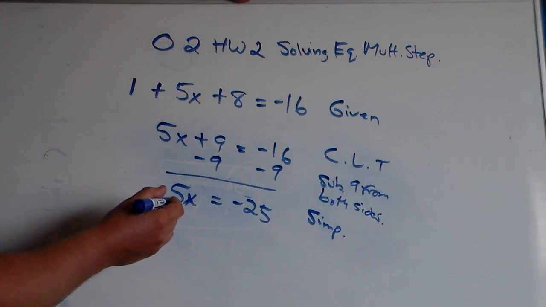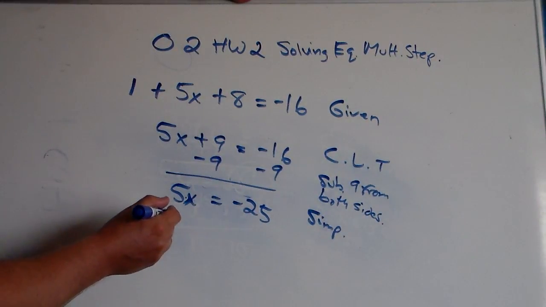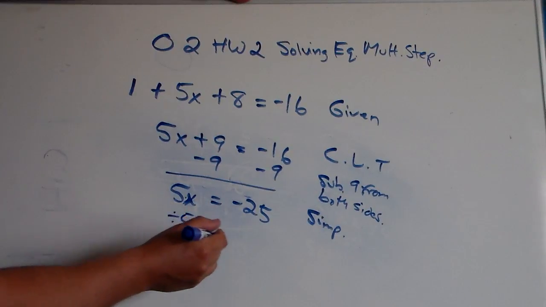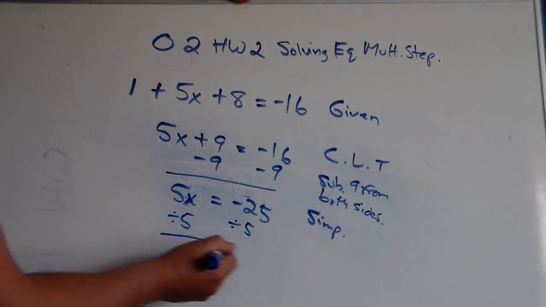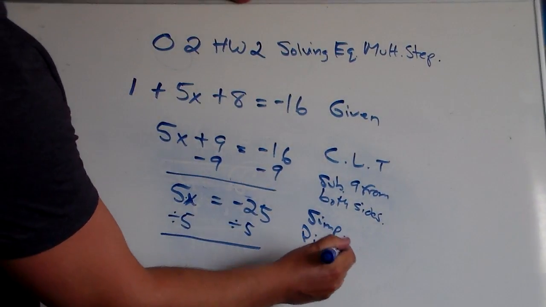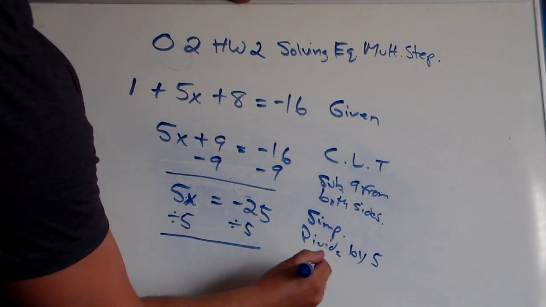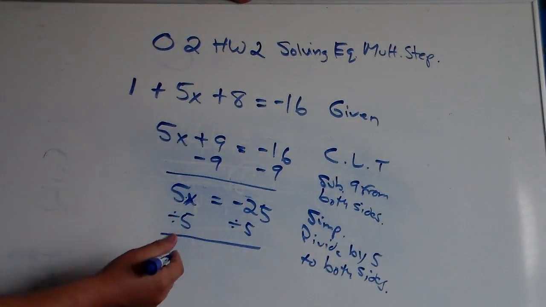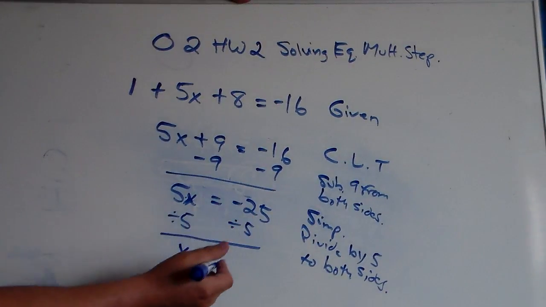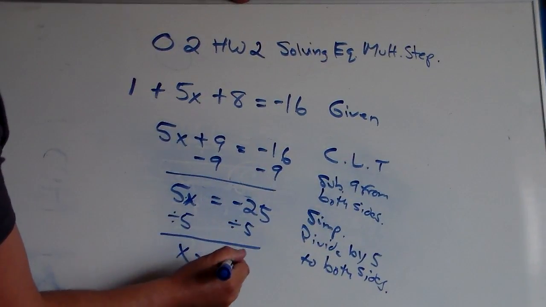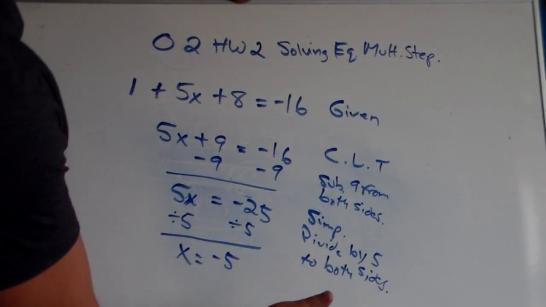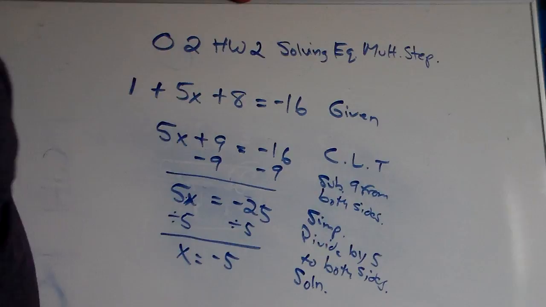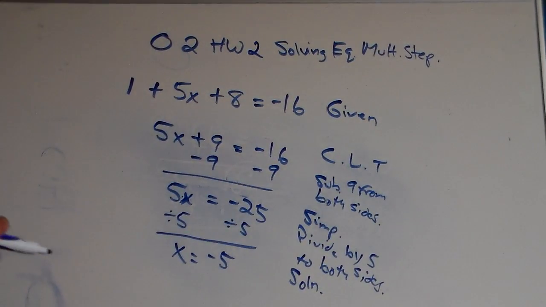5x equals negative 25. Well, that's 5 times x. The inverse operation of times is divide. So we're going to divide by 5. Divide by 5 to both sides. 5x divided by 5 gets you x. Negative 25 divided by 5 gets you negative 5. And this is our solution. X equals negative 5. Which is number 9. And the answer is B.